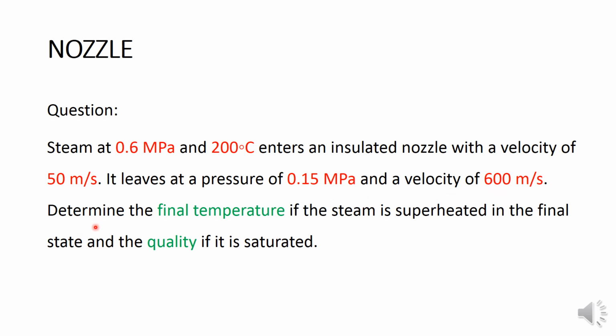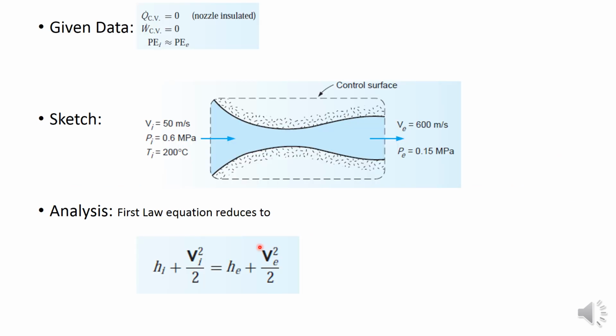Now what he wants is to determine the final temperature if the steam is superheated. So here we first have to make sure what the phase of the steam at the exit is. If it is superheated, then find its temperature. Otherwise, if it is saturated, like saturated liquid, saturated vapor or saturated liquid-vapor mixture, then we have to find the quality. Since he has asked for quality, obviously the phase is in a mixed state. Okay. With this, let us move on to solving.